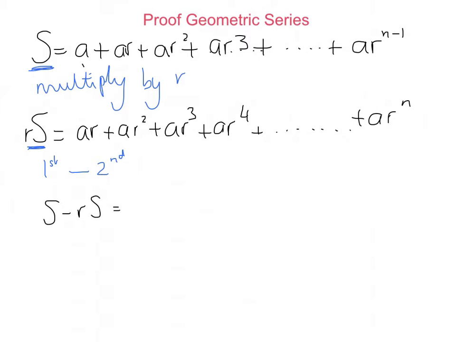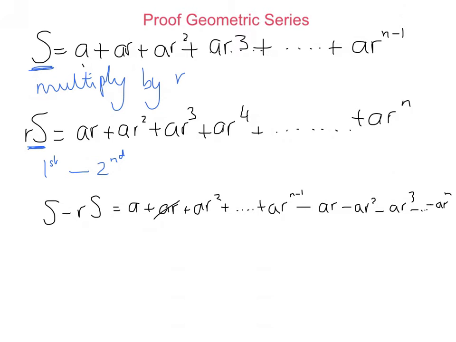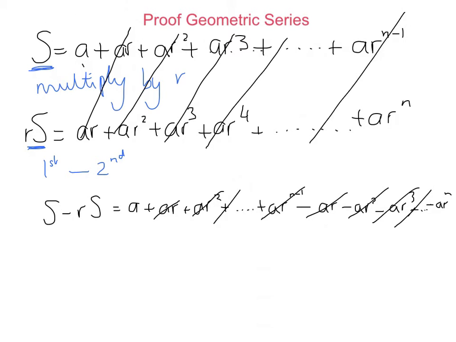So what's going to happen is that loads of these things are going to cancel out. I've got A, I've got AR, I've got AR squared, I've got a load more, and I've got AR to the n minus 1. But then I'm taking away AR, I'm taking away AR squared, I'm taking away AR cubed, I'm taking away all the way up to AR to the n. So this AR is going to be gone. This AR squared is going to be gone. In fact, everything's going to be gone. This AR to the n minus 1 is going to be gone with the one before there. This one will be gone with that one. Everything's going to be gone because these are cancelling like this. And the only things that get left are the A and the AR to the n, which is negative.